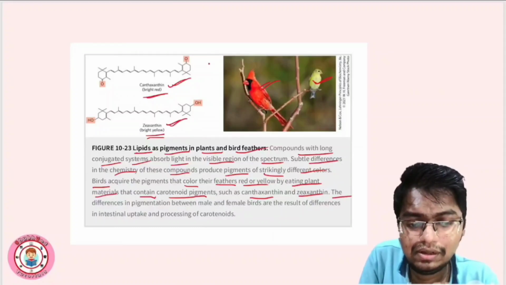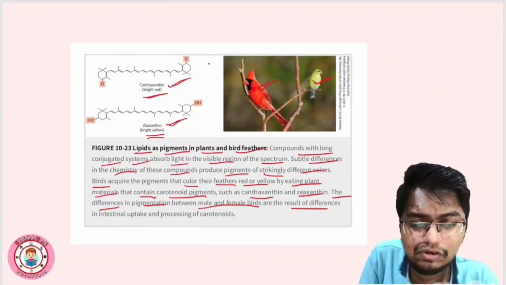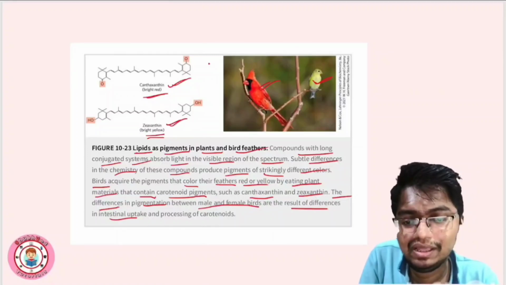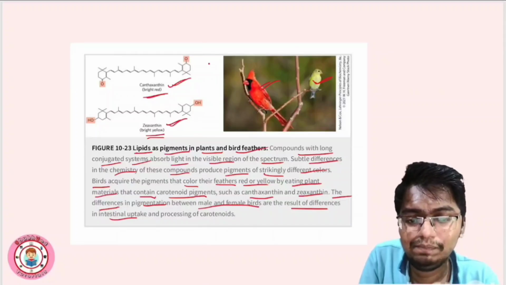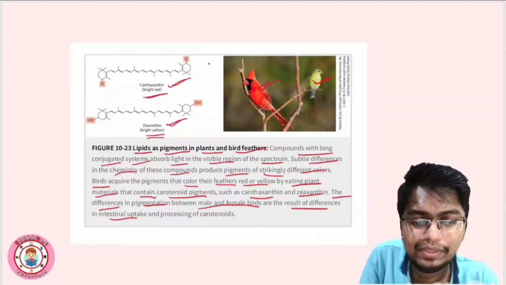Okay, the differences in pigmentation between male and female birds are the result of differences in intestinal uptake. So there are differences between male and female. Why so? Because there are differences in the uptake as well as processing of carotenoids.